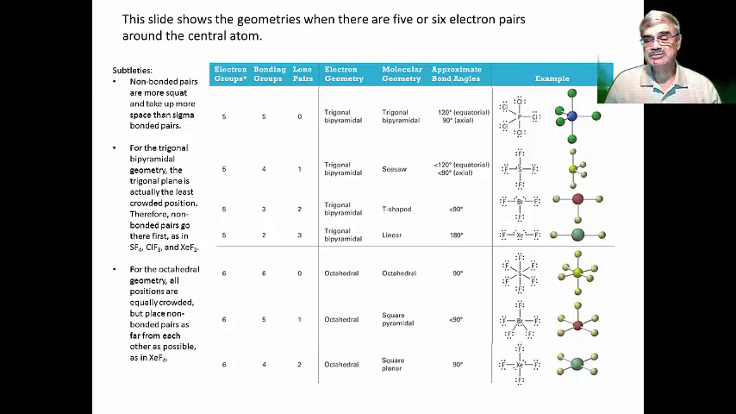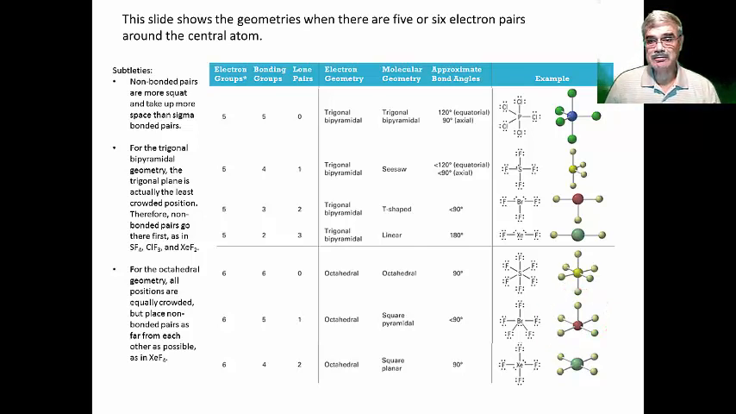The next example is one in which there is a non-bonded pair among the 6 electron pairs. That would be bromine pentafluoride. Now here we have to place the non-bonded pair in some position. We said before that non-bonded pairs are more squat, they need more space, but each of the 6 positions in this octahedron is equivalent. So it doesn't matter which position we place the non-bonded pair for this particular case.